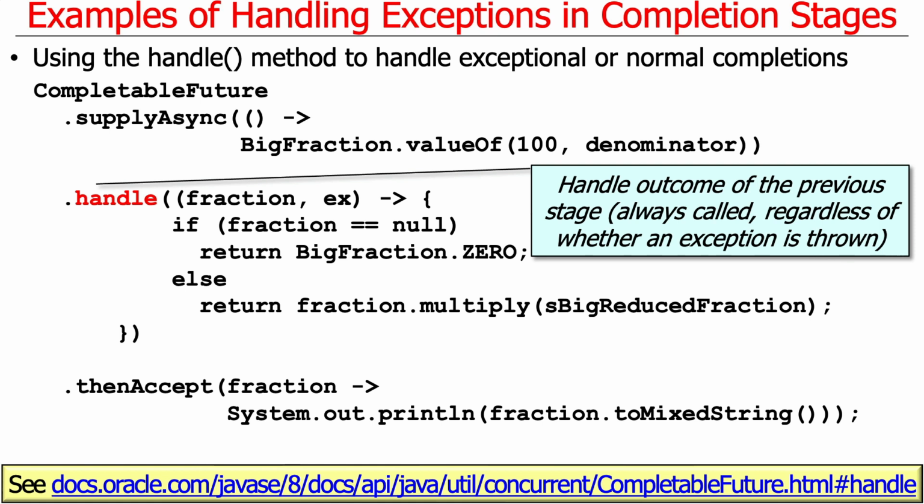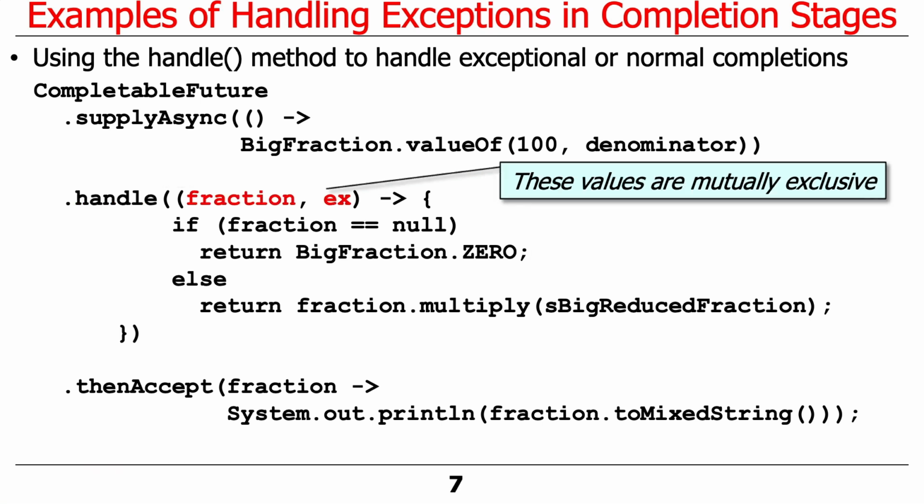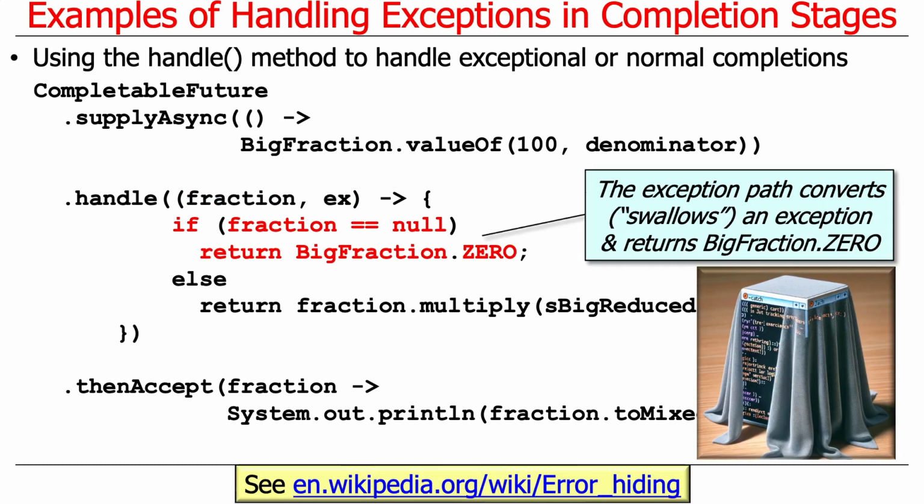So here we have supplyAsync, which may or may not cause an exception. We put the handle exception handling method here, and this will handle the outcome of the previous stage. It's always called regardless of whether an exception is thrown or not. The way we find out if an exception is thrown is that it's a BiConsumer here, or maybe it's a function, where it gives us the fraction and the exception. These values are mutually exclusive.